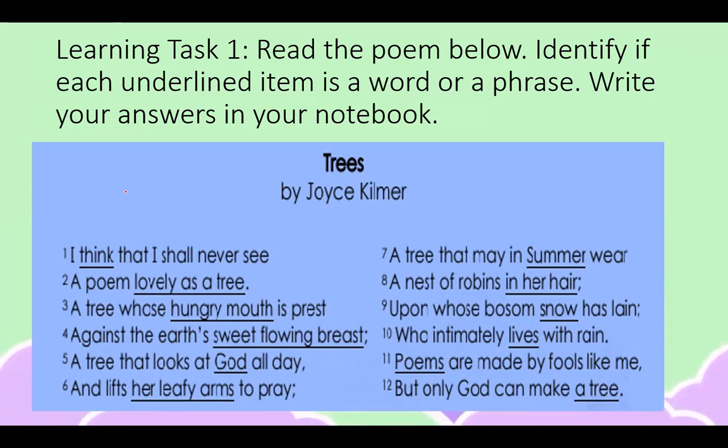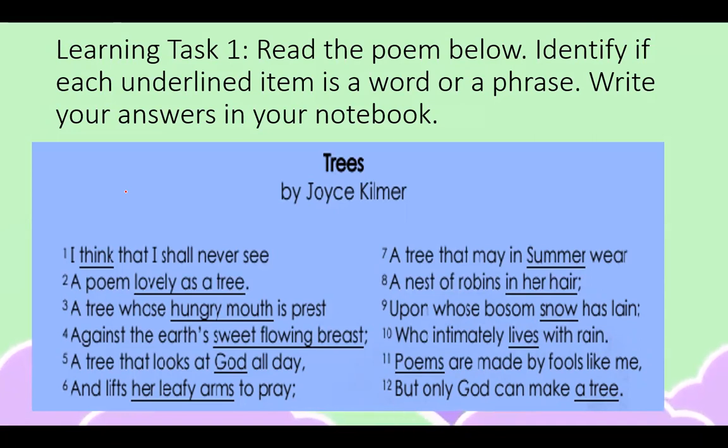A tree that looks at God all day. The underlined item is God. And for line number six, and lifts her leafy arms to pray. The underlined item is her leafy arms. For line number seven, a tree that may in summer wear. The underlined item is summer. And number eight, a nest of robins in her hair. Now the underlined item is in her hair. Upon whose bosom snow has lain. That is line number nine. And the underlined item is snow.